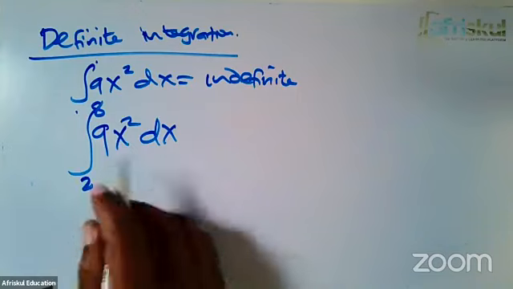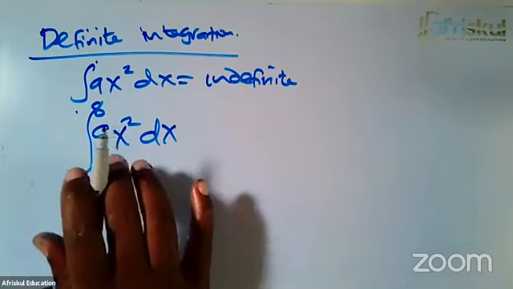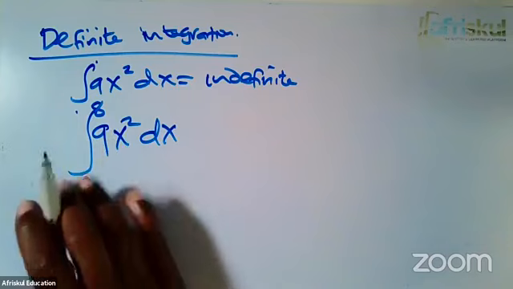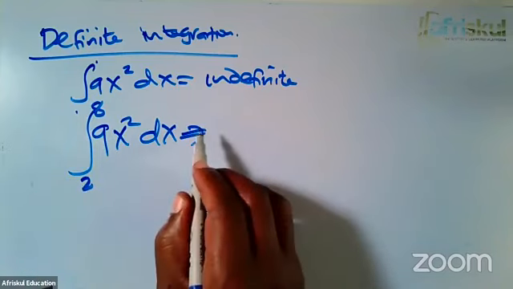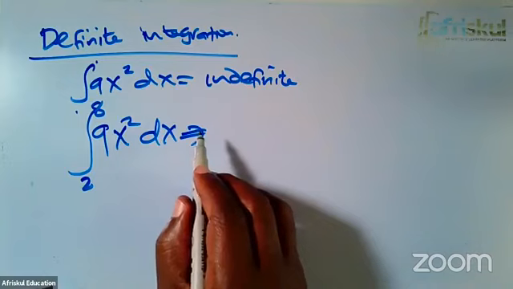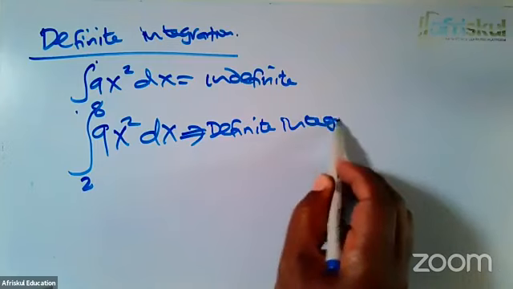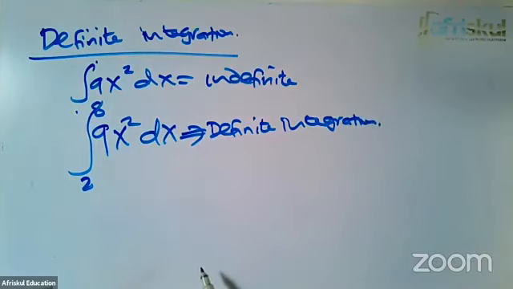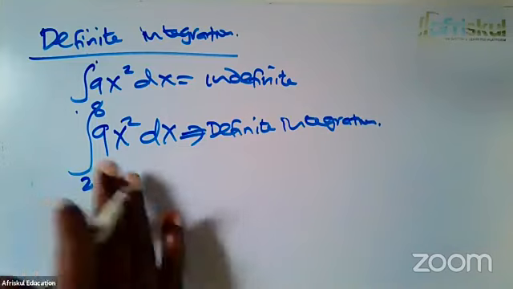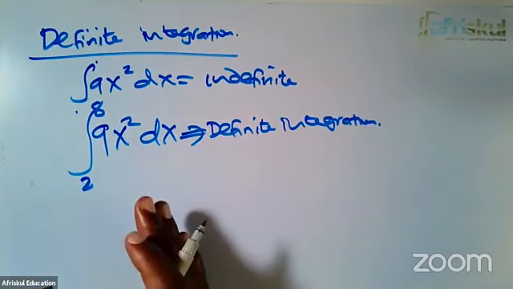8. So whenever you see yourself integrating and the limits are being given, then know that at the end of the day, you're going to get a definite answer. So this is definite integration. Definite integration is integration of functions where we are given limits. So there is nothing really much different between these and the indefinite integration that we have been doing.